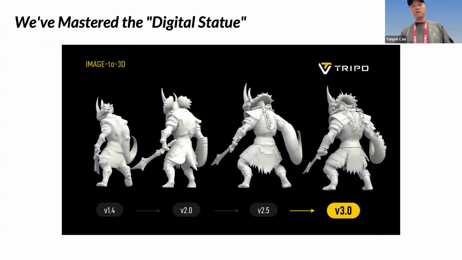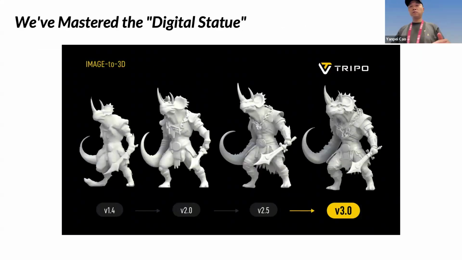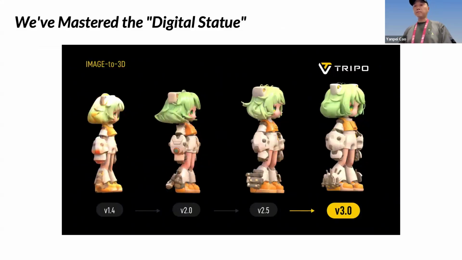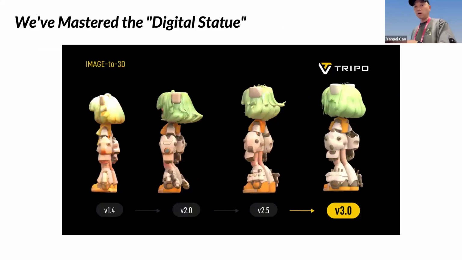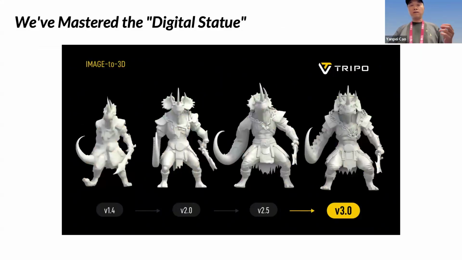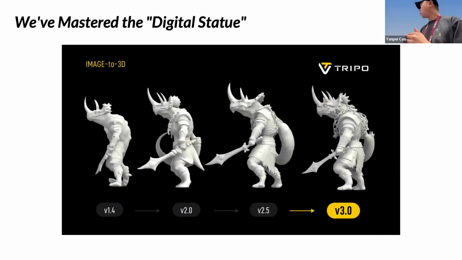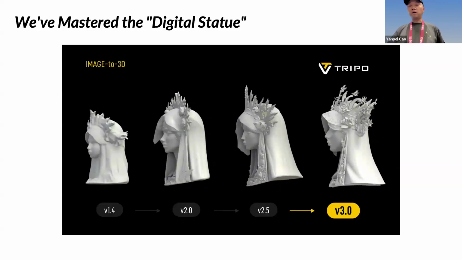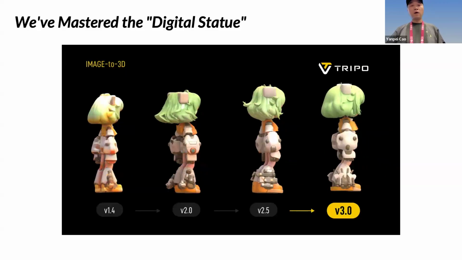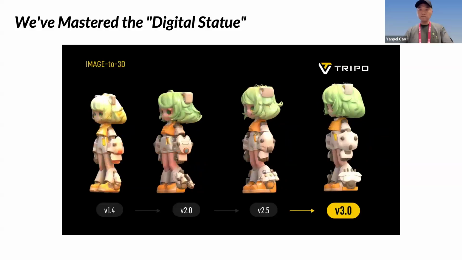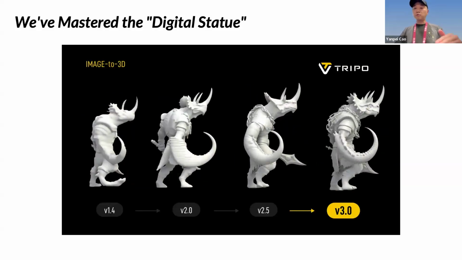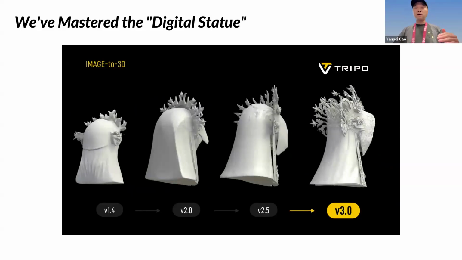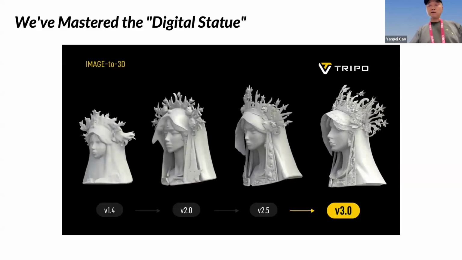But in solving the geometry problem, we also revealed a deeper one. The output of all these high-performing models is what we call a digital statue. In fact, what you see here is an evolution of our own image-to-3D models from V.4 to our latest V3. And as you can see, the quality has improved dramatically. The geometry fidelity, the accuracy of the structure, and the expression of the fine details are now at a level we could only dream of a couple of years ago.